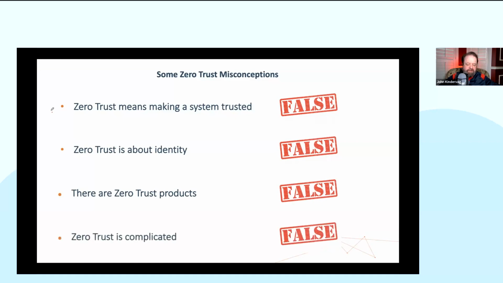And then finally, the idea that zero trust is complicated. If you read what a lot of people publish about it, I would think, wow, I'll never be able to do that. It's way too complicated. But you'll see today there are only 9 things that you need to know. There are 4 design principles and there are 5 steps.